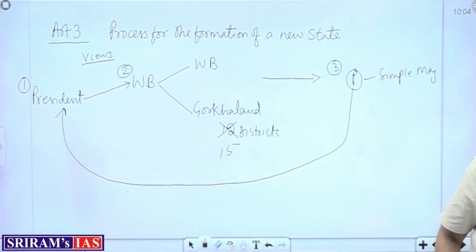The draft bill is prepared by the Department of States. Underline it, Department of States. In Department, D will be capital, in States, S will be capital. Department of States, in bracket you write Ministry of Home Affairs.